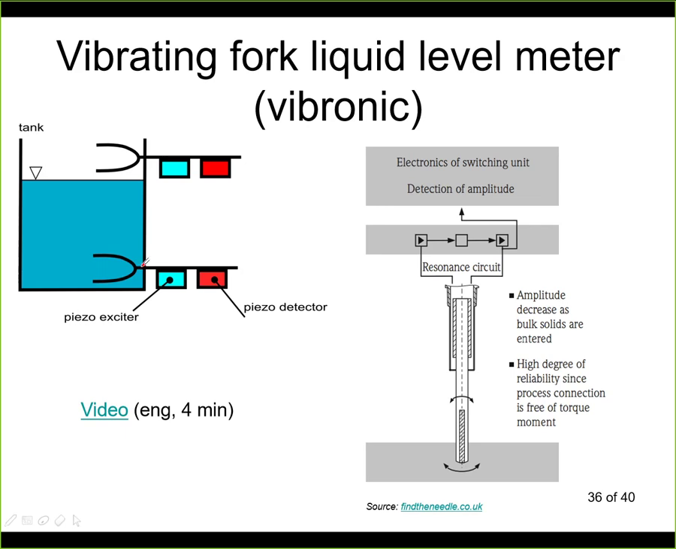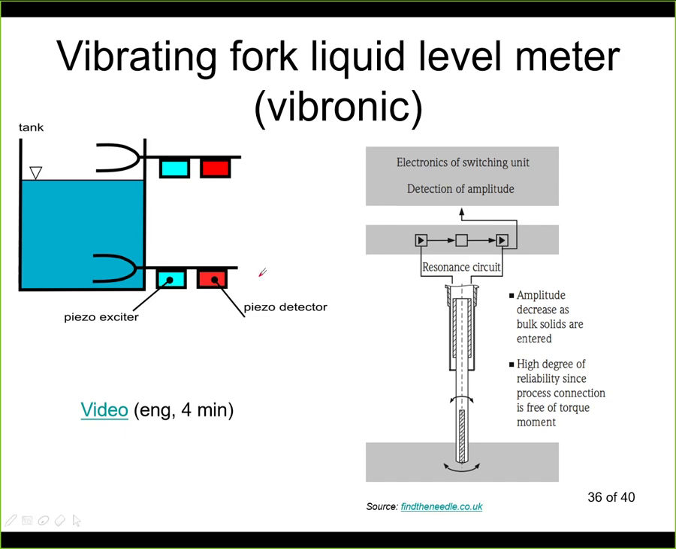The frequency and amplitude of the vibrations will be different if the fork is submerged into the liquid or if it's not. So basically we are looking for changes of amplitude and eventually frequency of the vibrations. As soon as you submerge it into liquid, you will get a different amplitude and different frequency. This is then detected with an electronic unit, and if the change is above a given threshold, it will give you a signal.